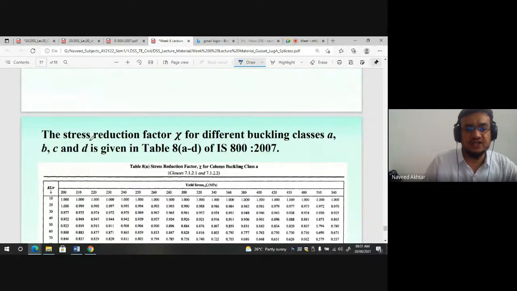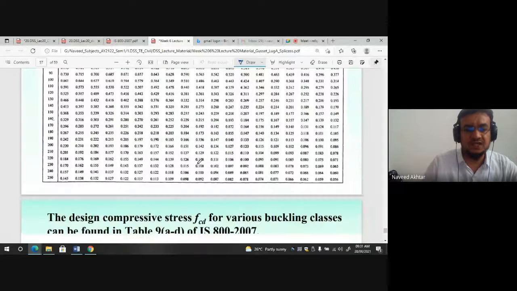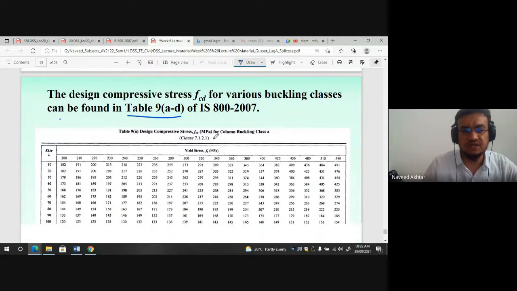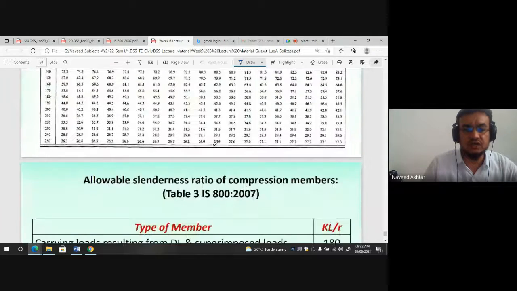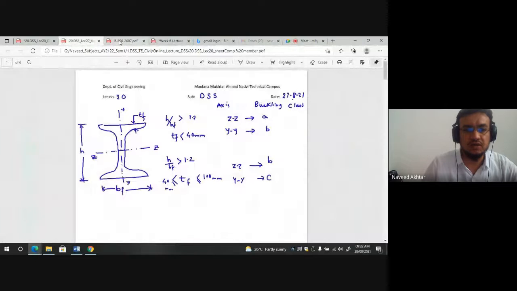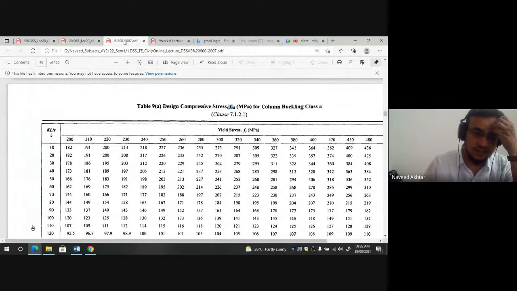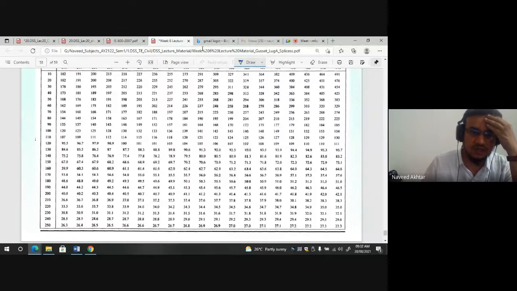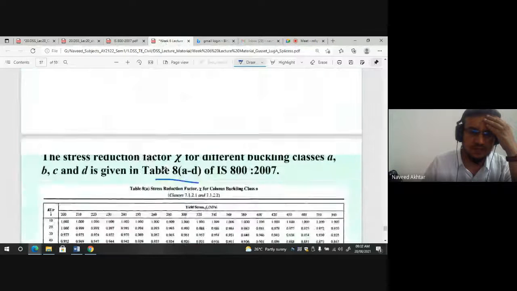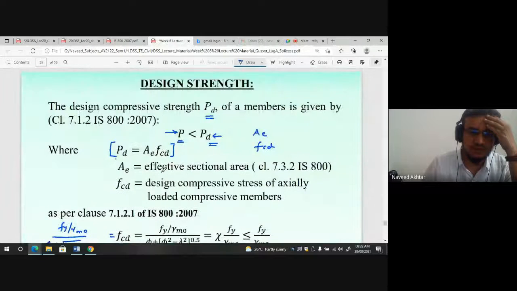The stress reduction factor, as I told you, for different buckling classes A, B, C, D is given in Tables 8A to D. Similarly, the design compressive stress fcd for various buckling classes can be found from Tables 9A to D of IS 800:2007. So there are two methods: you can use the empirical equation to find fcd, or the tables. So you know the design compressive strength of our member is nothing but Ae into fcd.